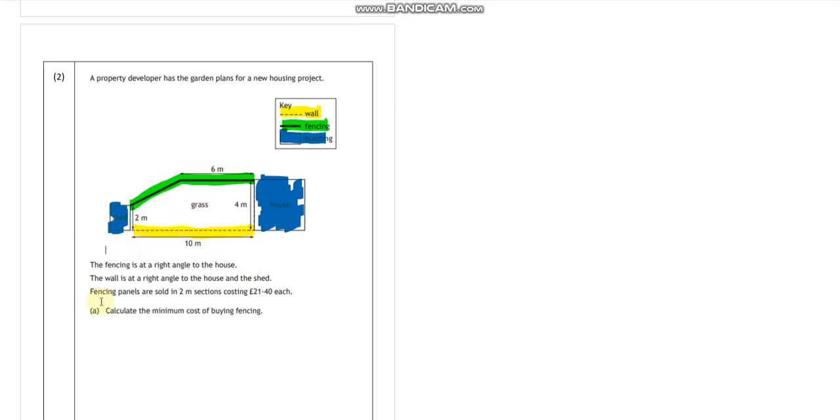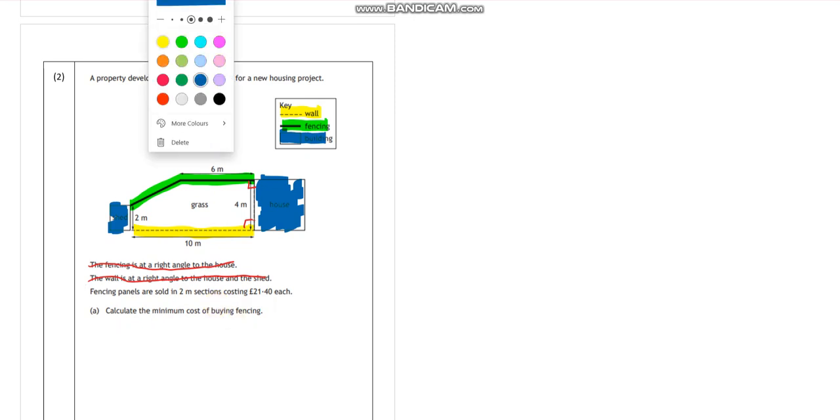We've got a brick wall. Okay. So the fencing is at a right angle to the house. Now a lot of these words are really obsolete. The fencing's at right angle. All that really means is that's a right angle. The wall is at right angles. Again, because they've drawn it out, they need that. And fencing panels are in 2 metre sections, and that's how much they cost. The minimum cost of buying the fencing. So that will obviously come in handy.